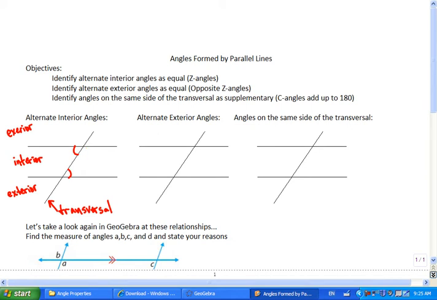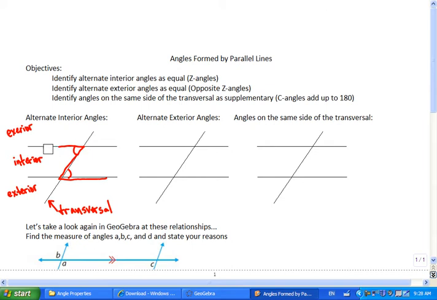So alternate because they are on different sides of the transversal. Okay? Interior because both angles are inside the parallel lines. So what I call this is a Z angle because it looks like a Z. Okay, so that's how I remember when I'm looking for it. This is when I'm looking for a Z. Here. So let me just explain to you why it is that those two angles are equal.